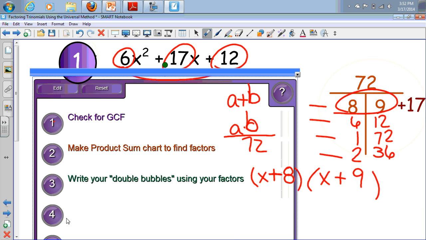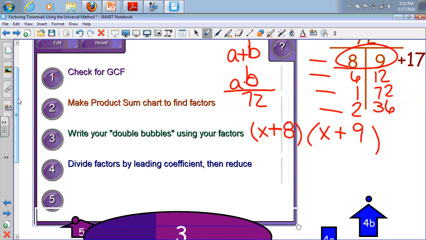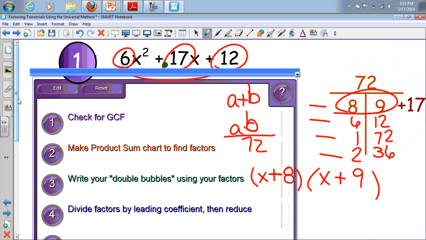Number 4. Divide factors by the leading coefficient. Okay? What was my leading coefficient up here? 6. So I'm going to divide each of these by 6. Then reduce, so simplify. So now I have x plus 2 goes into both of those, 4/3. And then I have x plus 3 goes into both of these, 3/2.